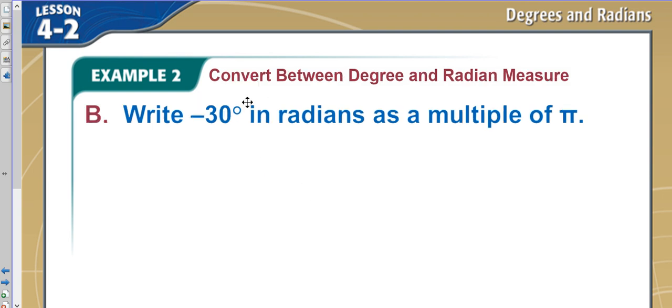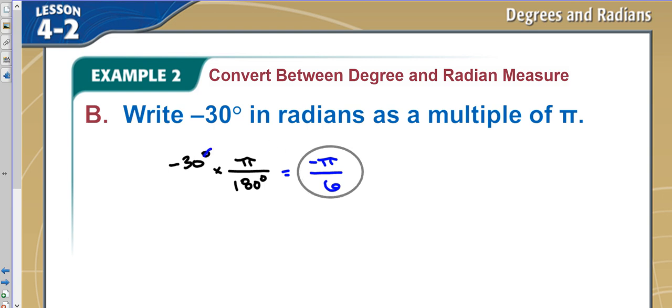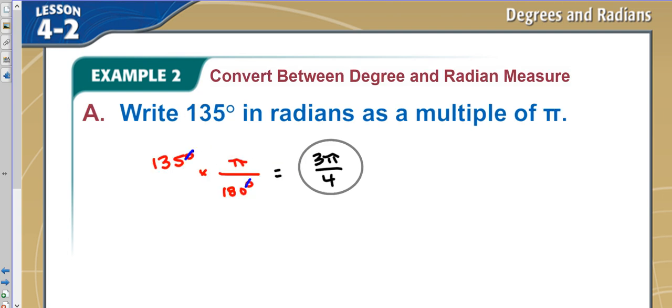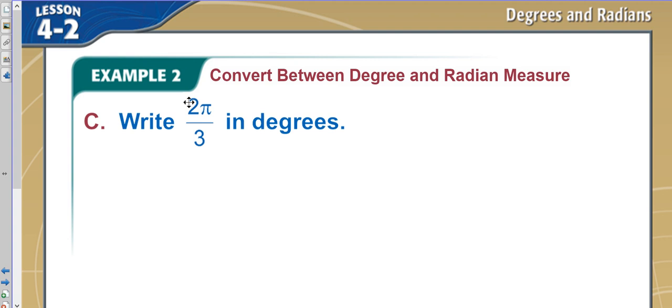Let's try another one. It says write negative 30 degrees in radians. So negative 30, and you'd multiply. If I want to cancel out degrees, then I would divide by degrees, and I put pi on top. Now this one, I know 30 goes into negative 30 negative 1 times, and I know that 30 goes into 180 6 times. So this would be negative pi over 6 radians. And by the way, I didn't do this in the last one: your degree symbols would cancel. Once you have one on the top and one on the bottom, they cancel. Those would cancel out.